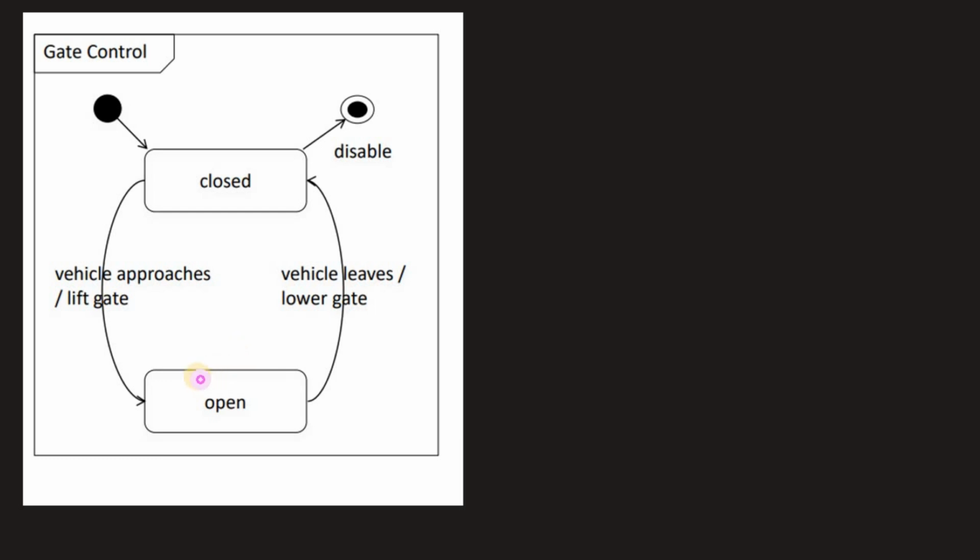So in this video I'll try to explain to you guys the concept of UML state machines. I have an example of a UML diagram over here for a gate control system. Let me try to explain it to you guys.